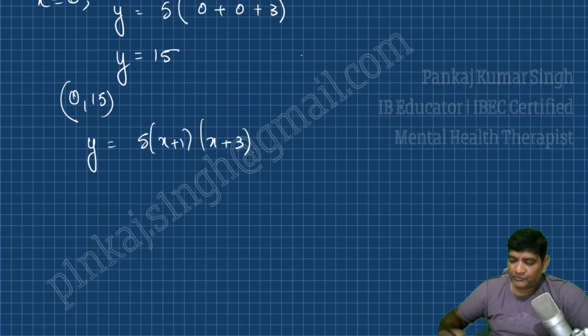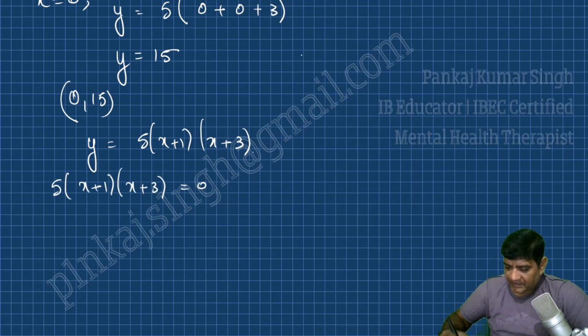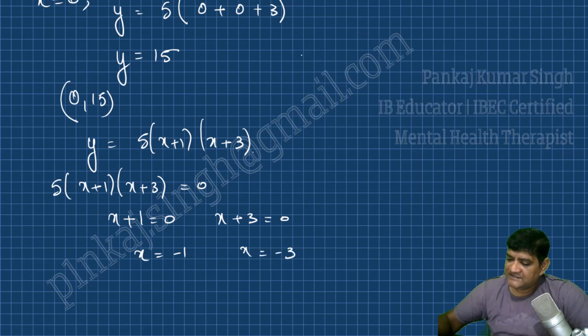I now need to find out the points where it's cutting the x-axis. For that, I'm going to substitute the value for y is equal to 0. And from here, I'll get x plus 1 is equal to 0, or x plus 3 is equal to 0. That gives me the value for x is -1, or x is equal to -3. So using all of these, I'll quickly go ahead and plot the curve.